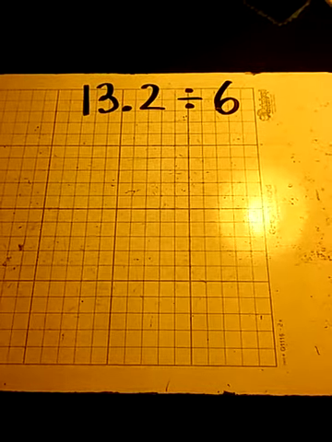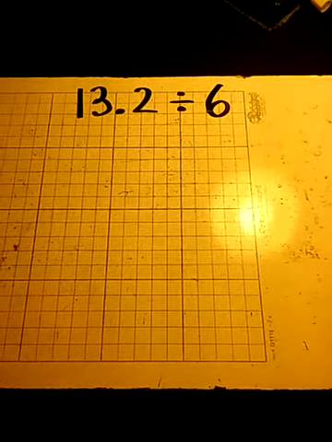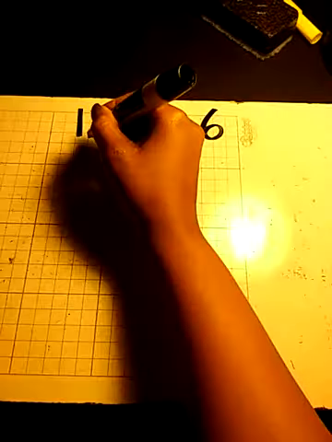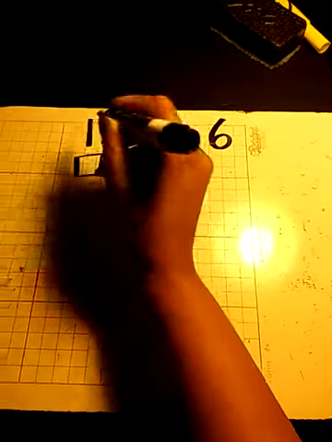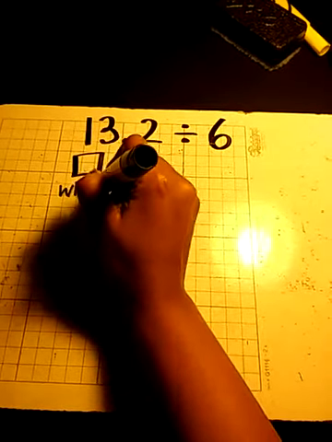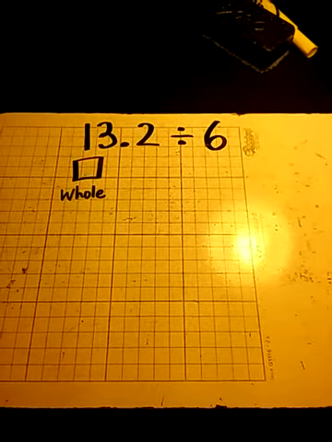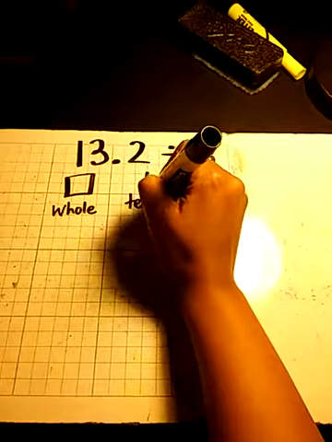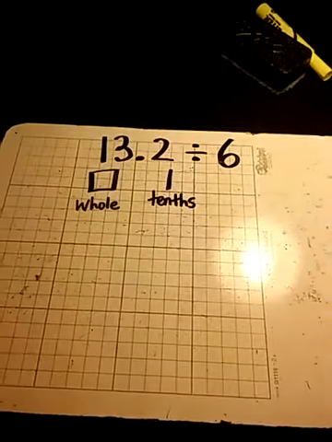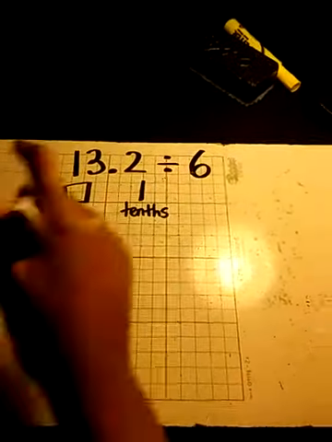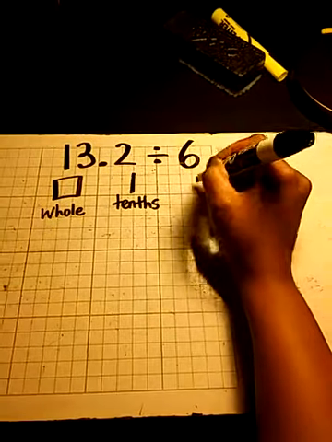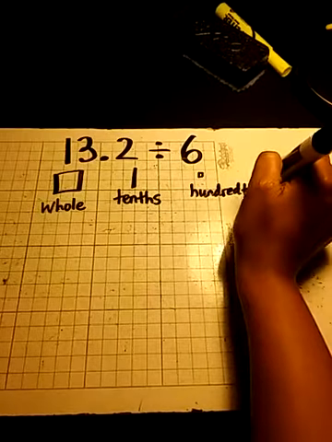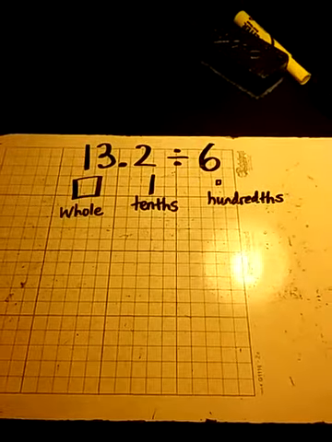Now I want to divide 13 and 2/10 by 6 using the base 10 block model. I will let my square represent my wholes. I will let my lines represent my tenths. And I will let my small cube represent my hundreds.